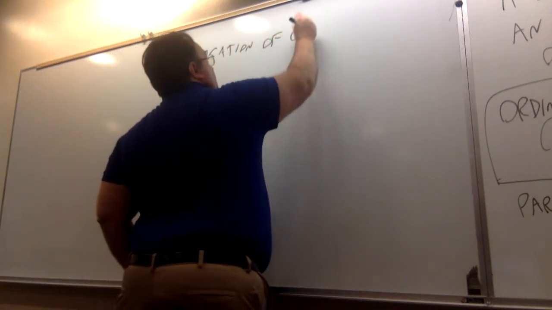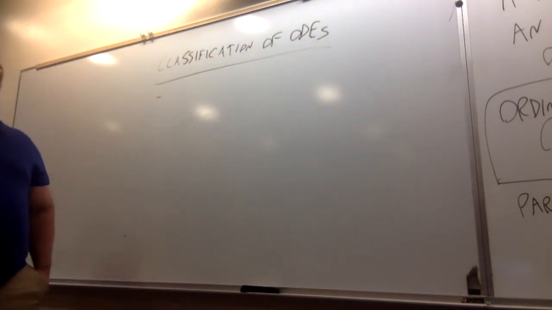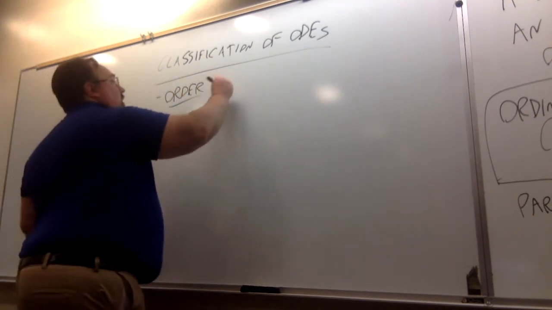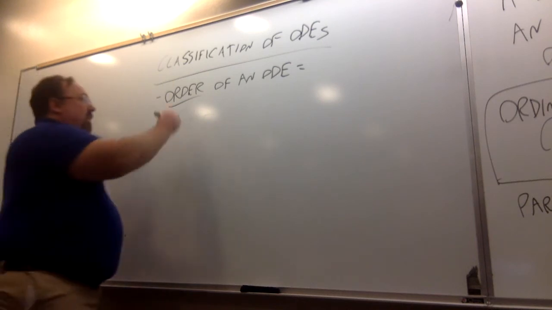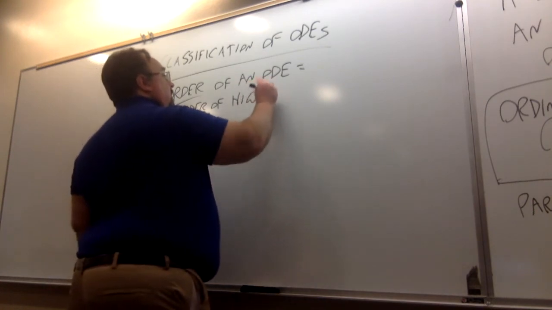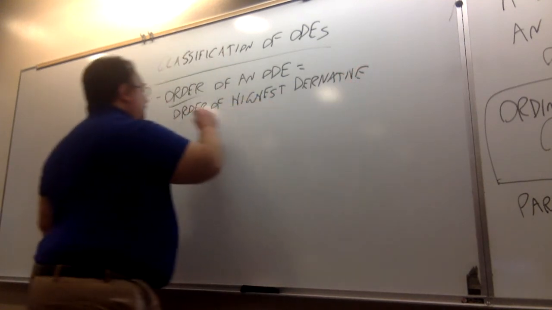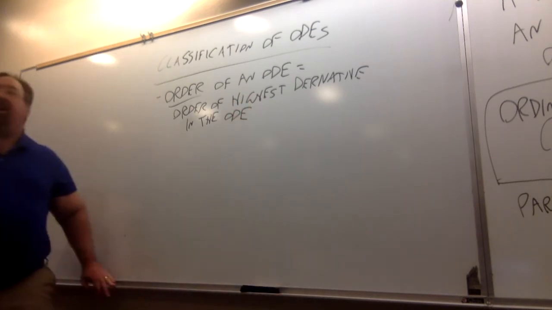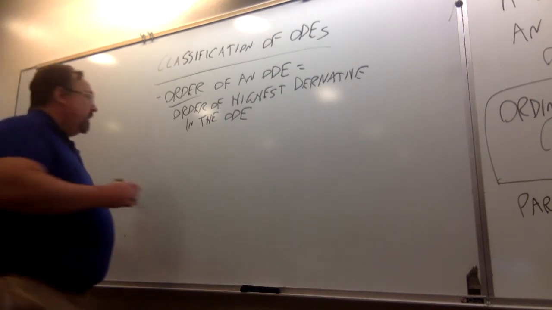So classification of ODEs. Okay. So one aspect of an ODE that's very important is the order of an ODE. So what is that? That is the order of the highest derivative in the ODE. And so the course will break down to different orders of ODEs.